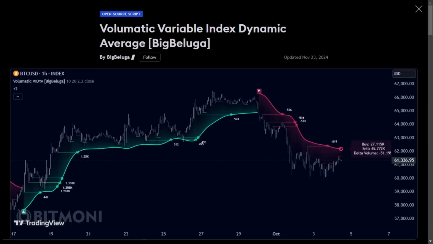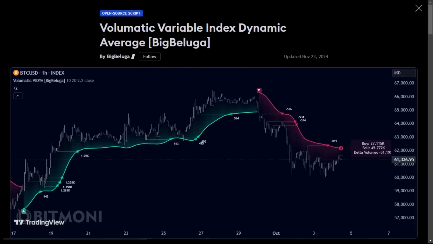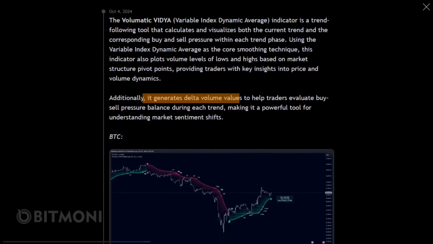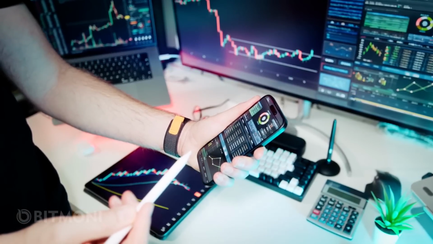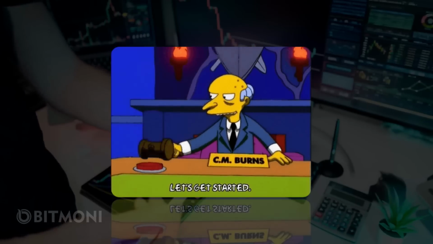This powerful tool doesn't just show you the trend, instead, it also reveals the volume at different levels of that trend. In this video, we're going to go over what this indicator really is. So, with that being said, let's get started.